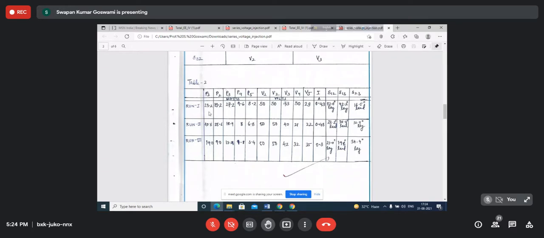Now you see that power is flowing from 1 to 3. Previously it was flowing from 3 to 1. So P3 was greater than P1. Now power is flowing from 1 to 3, so P1 is greater than P3. This difference is the loss, 20.8 minus 18.4. Then this is the power received from the series injection source, 6.8. So 18.4 plus 6.8 means 25.2 watt. 25.2 watt is the power received here.